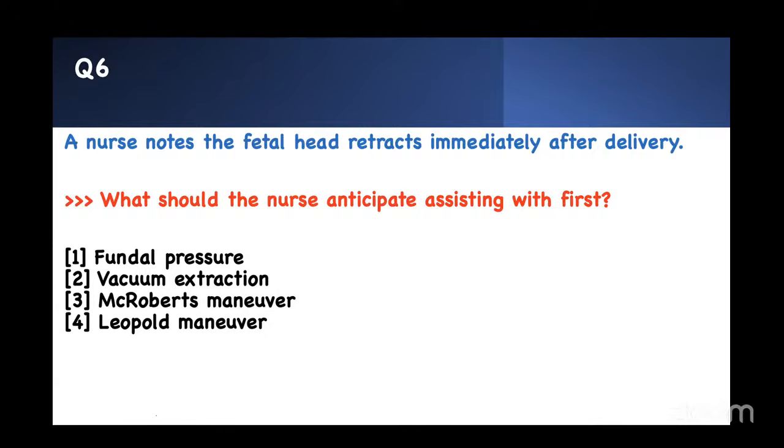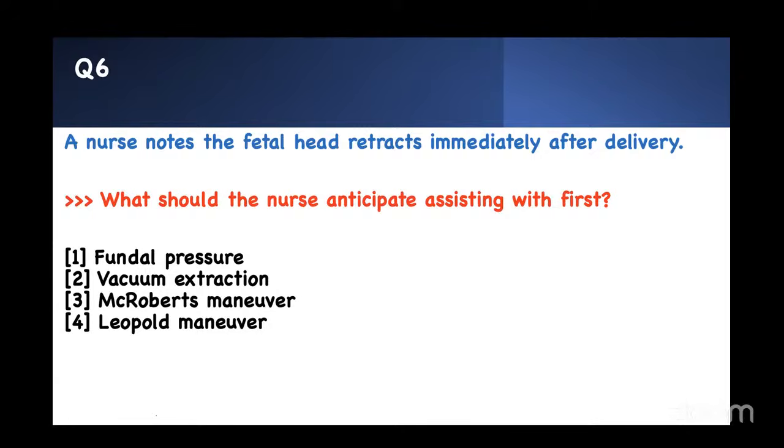You can change this question instead. What do you do when you see shoulder dystocia? That's all. The same thing has been asked. These are some of the questions you see and say, oh, I can't answer it. You know it. It's just changed in a certain way. Instead of me saying shoulder dystocia, I said the head retracts immediately after delivery. That means what? This is shoulder dystocia.